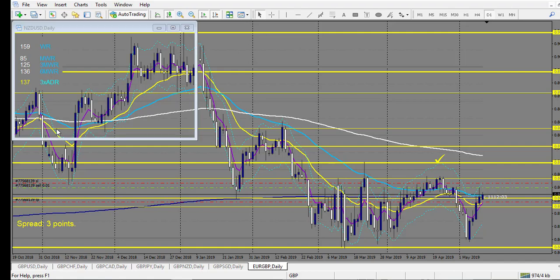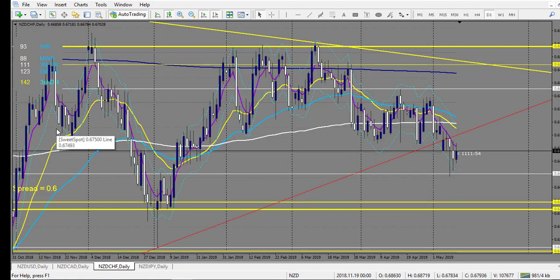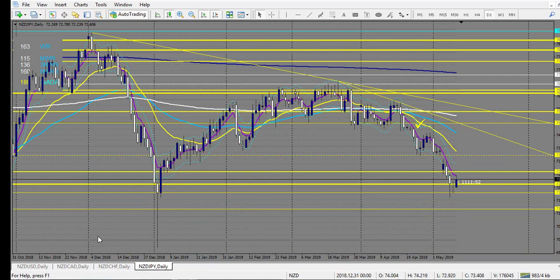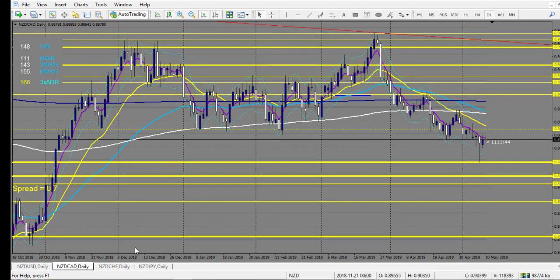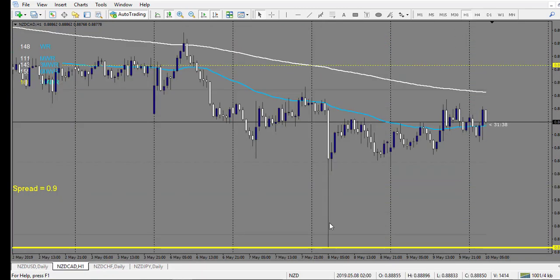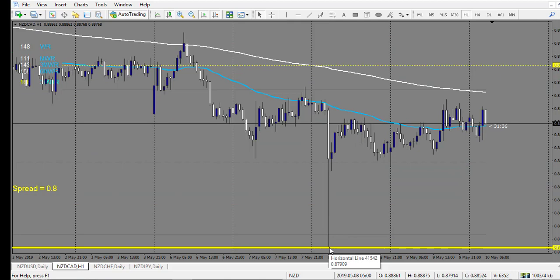New Zealand was the pair where there was the news this week. We'll start with the New Zealand USD, so it didn't touch outside the envelope. New Zealand CAD, let me check. It just touched the line, but I will not count it because it was very borderline. Might not have triggered it.